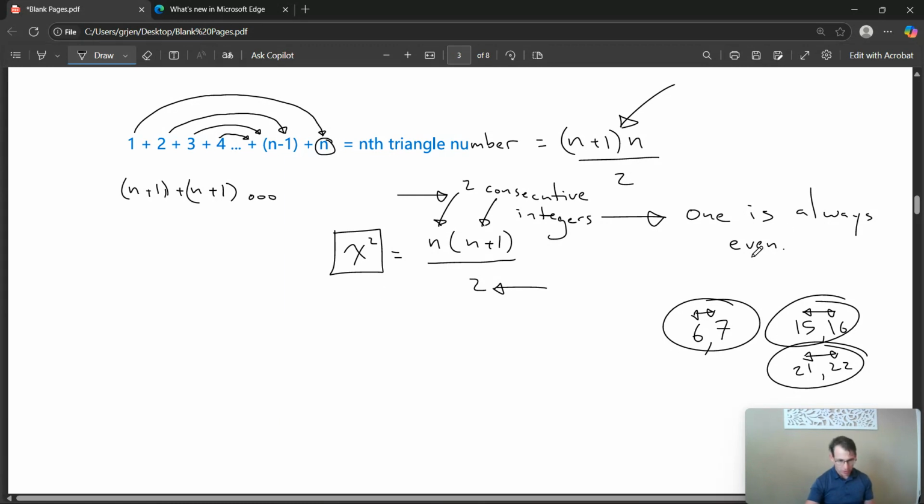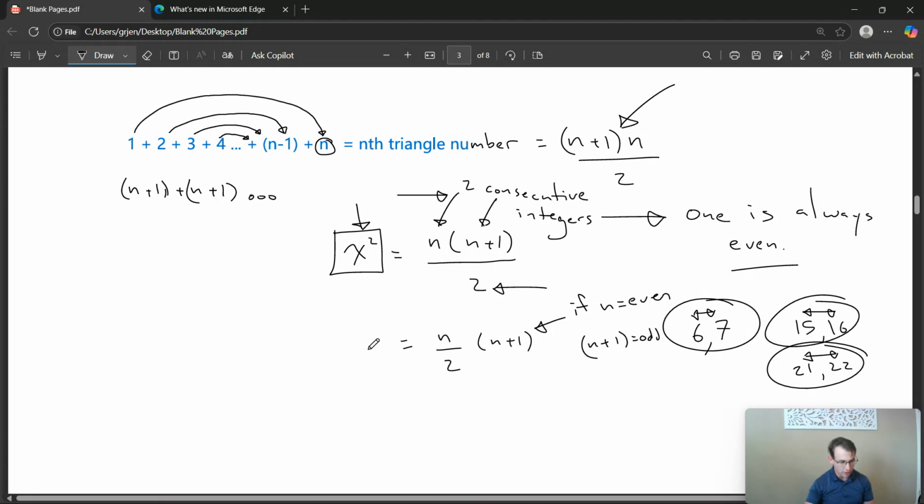Next, one's always even, they're always coprime, they never share factors, and when I multiply them together I get a square. So that must mean that the square has these 2 factors. One of these is even, so let's say n is even, then we would divide n by 2, and then multiply that by n plus 1. If n is even, then n plus 1 is odd.